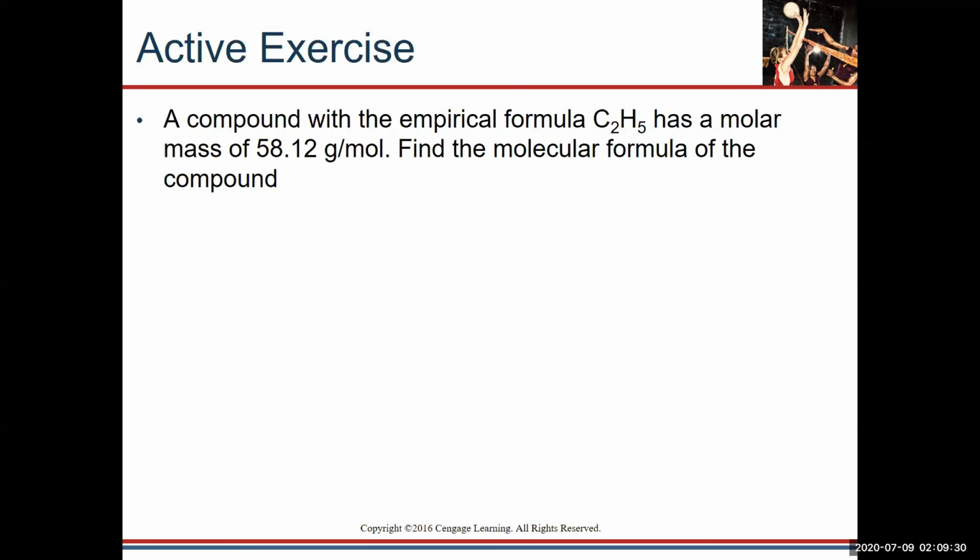58.12. 15. 5 molecular. 3. I think that's good. Molecular. PB. Okay, hold on. Boom, boom, boom, boom. Let's see. Let's see.